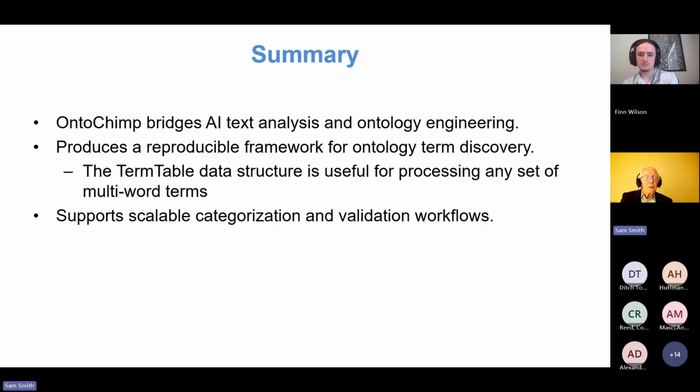In summary, OntoChip bridges AI text analysis with ontology engineering. It is a reproducible framework for ontology term discovery. Additionally, the term table data structure may prove useful for any project needing to process multi-word phrases. As the system is enhanced, we hope to demonstrate scalable, semi-automated concept identification, categorization, and term validation workflows.